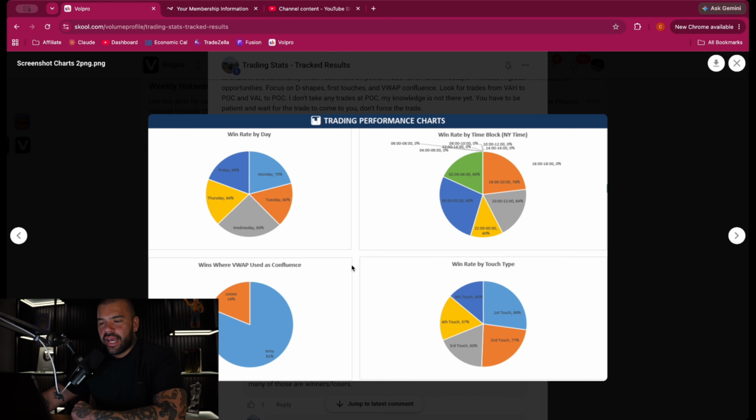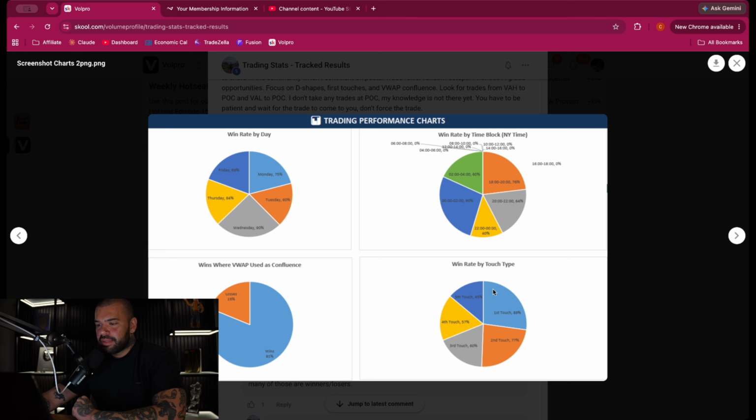And he's also adding in, as we've just recently added VWAP as an extra confluence to the volume profile framework, he's also noted down now moving forward with VWAP, wins where VWAP was used as a confluence, 81% of wins were using also VWAP as a tied-in confluence, which has been such a good complementary tool alongside the volume profile framework.